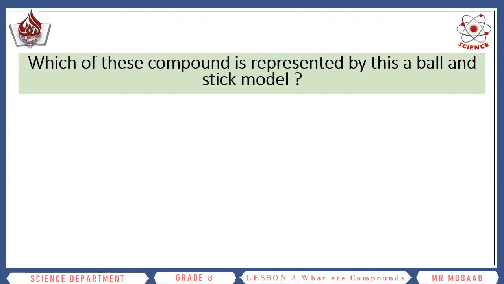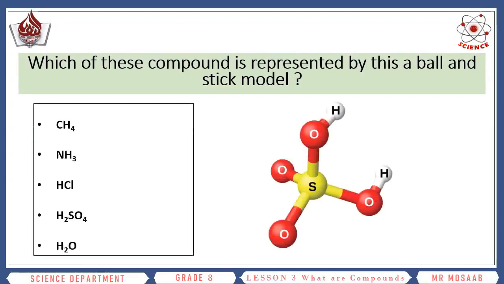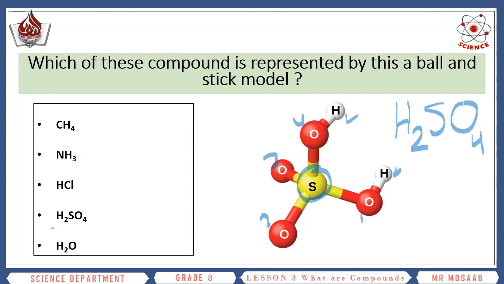Which of these is represented by this ball and stick model? Let's check here. We have two hydrogen atoms, so we are going to write H2, and we have one sulfur, and we have 1, 2, 3, 4 oxygen atoms, so in total it will be H2SO4. This is the correct answer.